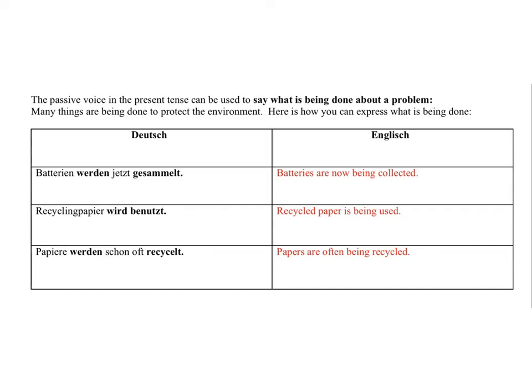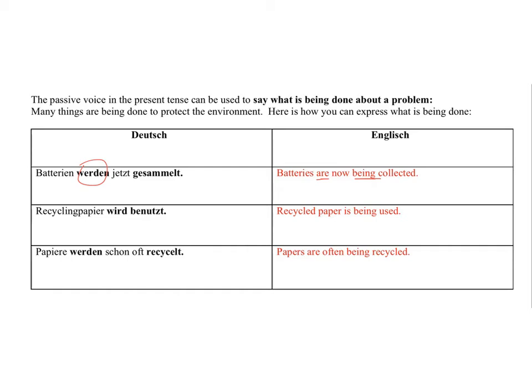Since we are using the passive voice to talk about the environment in this chapter, it's something that is frequently used to say what is being done about a problem. So many things are being done to protect the environment. Here are some examples. Batterien, and because batteries are plural, we're going to use the plural form of werden. So werden jetzt gesammelt. Sammeln is to collect. So batteries werden, we have are being. Jetzt adds the now, and gesammelt at the end, collected.